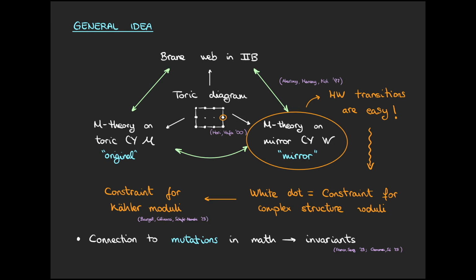Now, it's also very interesting that the way these Hanany-Witten transitions look in the mirror has been studied a lot in the mathematical literature. It goes under the name of mutation of Laurent polynomials. And this allows us to also import some machinery from that context and try to understand some physical applications.